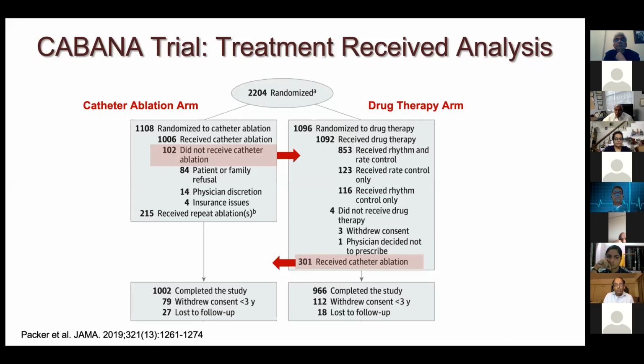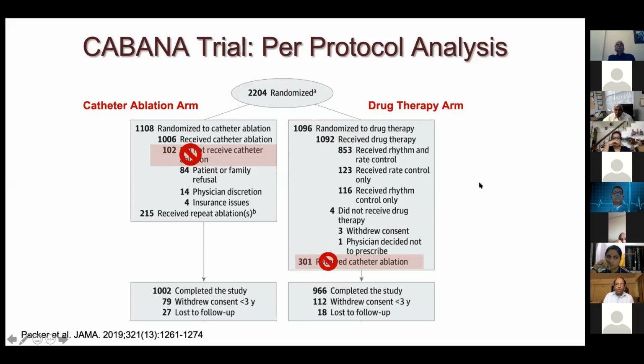And a third type of analysis was done, which is very rarely done actually, which is called per protocol. There are very few trials that I know of that would have all 3 types of analysis. In the per protocol analysis, what they did was that in both the arms, people who crossed over, their data was not considered. So in the drug therapy arm, patients who underwent catheter ablation were not considered for analysis. And in the catheter ablation arm, patients who did not receive catheter ablation were not considered.